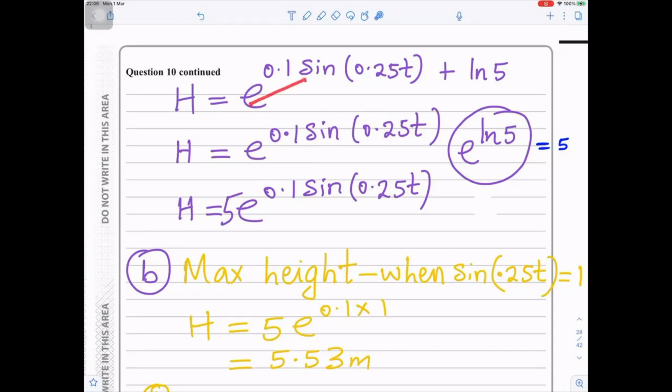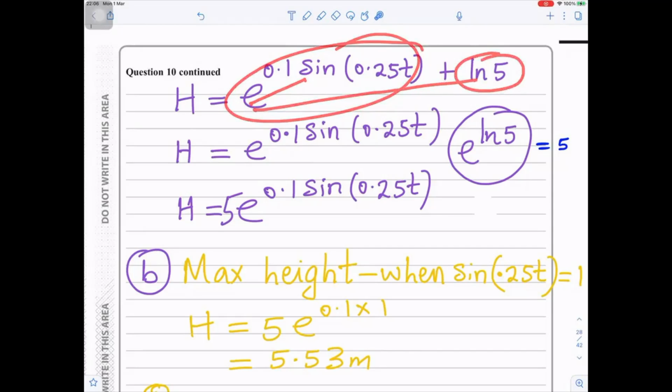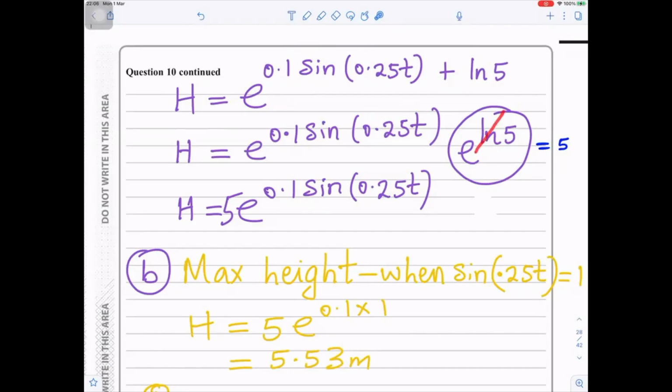And we can have e to this power and also e to the power of ln 5. But e to the ln 5 is just 5. You can put that in your calculator and you'll get 5. The ln and e will cancel, and we just get 5. And the 5 will come in front. We'll always put the numbers in front. So h is 5 e to the 0.1 sine 0.25t.